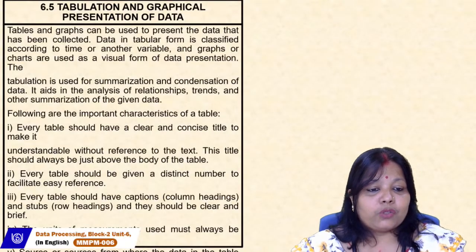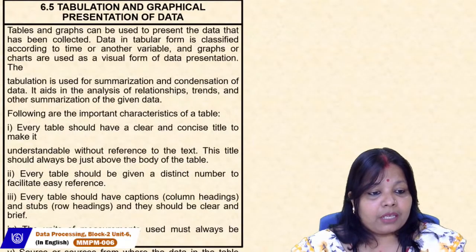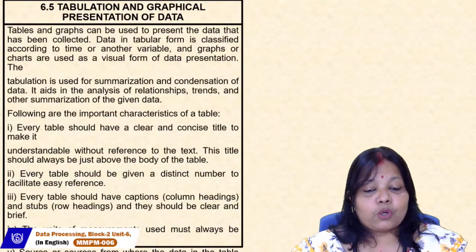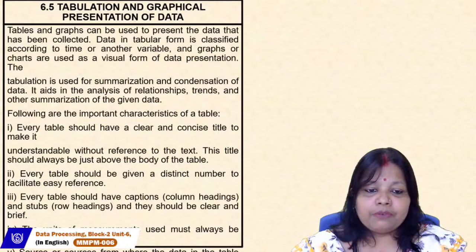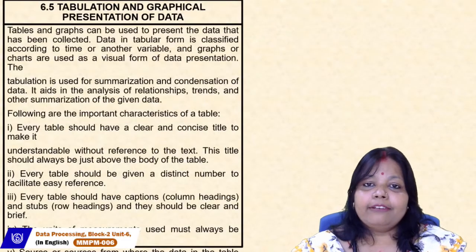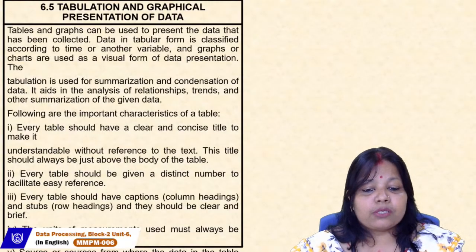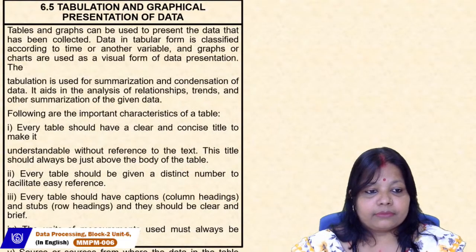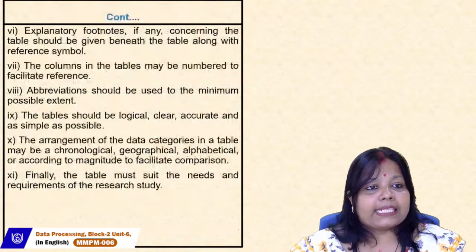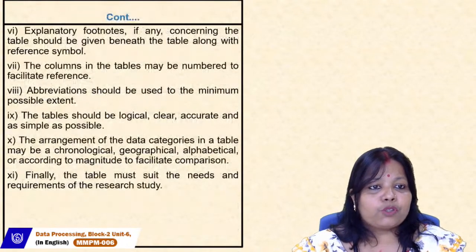Similarly, in the row. Every table should have a caption and stubs. Row headings are known as stubs, whereas column headings are known as captions. This should be clear and brief. Then the fourth one is that the units of measurement used must always be indicated. Then explanatory footnotes, if any, concerning the table should be given beneath the table along with a reference symbol.